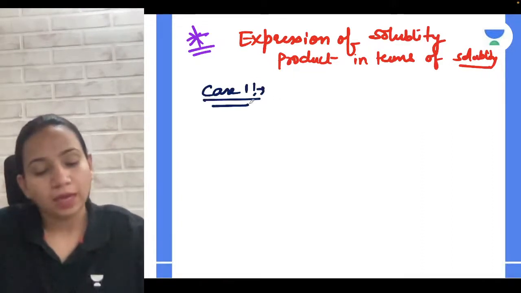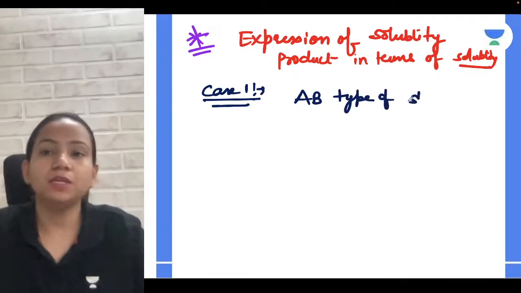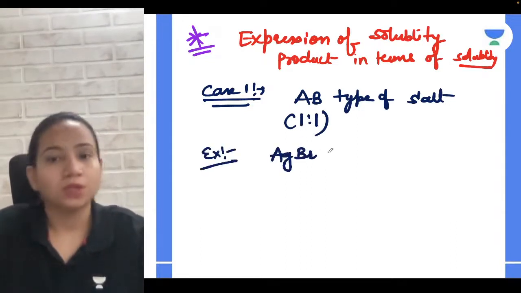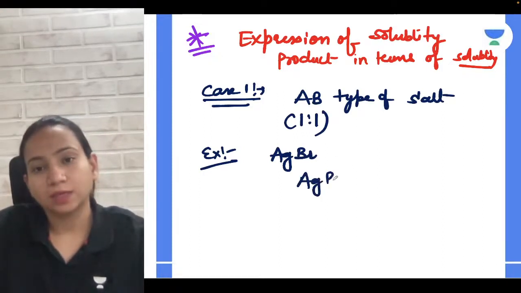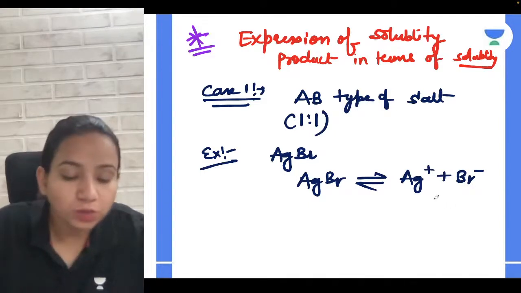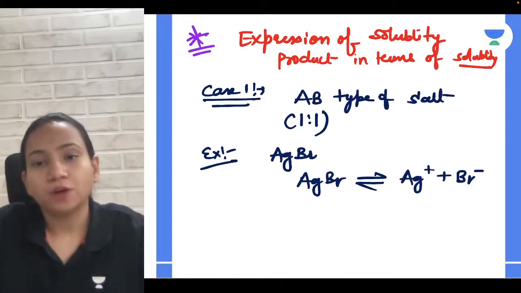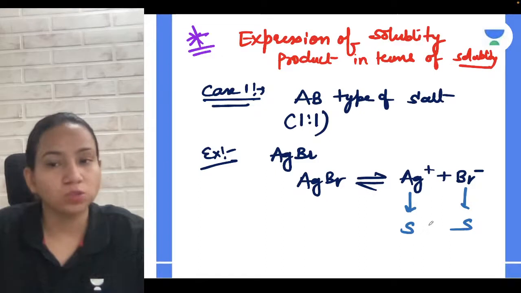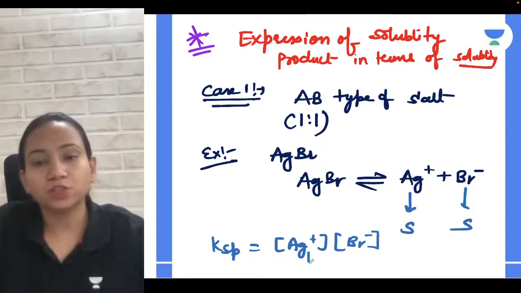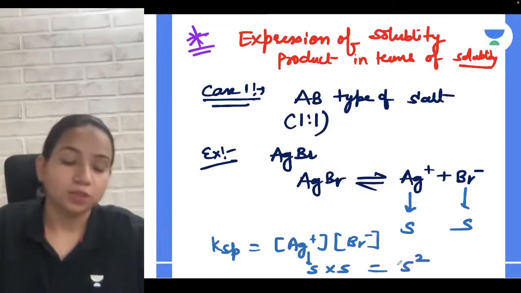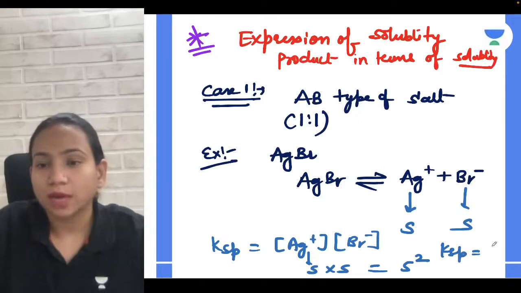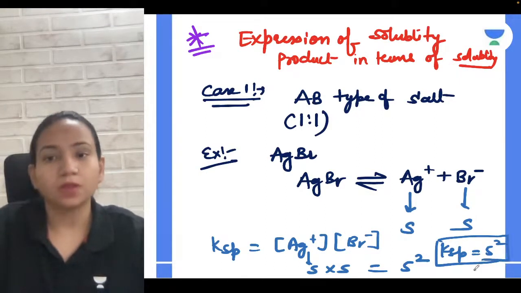So case 1, when you have an AB type of salt. It means you have a 1:1 ratio of A and B, and for example you can consider AgBr. AgBr will dissociate into ions, Ag+ and Br-. Because they are in 1:1 ratio, if one ion's solubility is S, the other ion's solubility is also going to be S. So Ksp will be [Ag+][Br-], and with solubility, S into S, that is equal to S squared. So Ksp is equal to S^2 for this type of case. Clear with it, yes or no, guys?